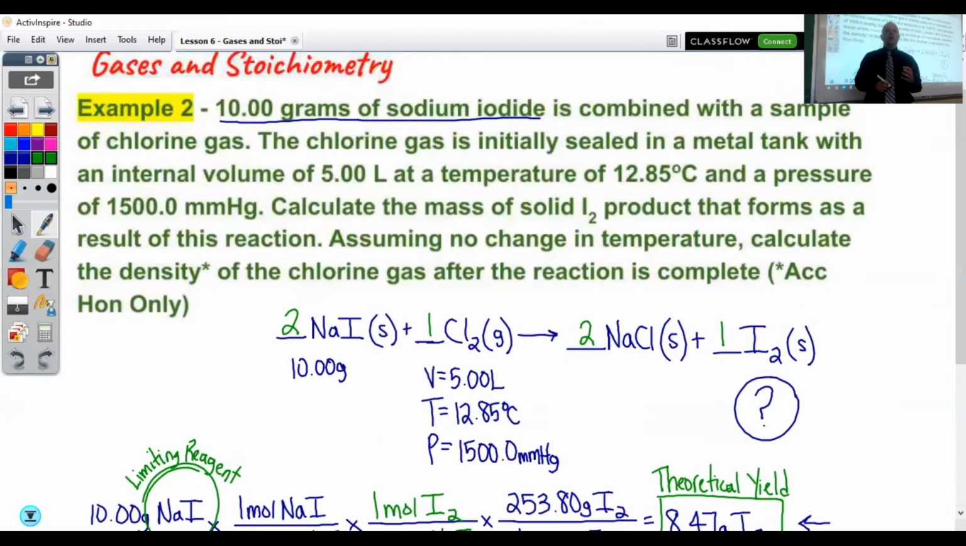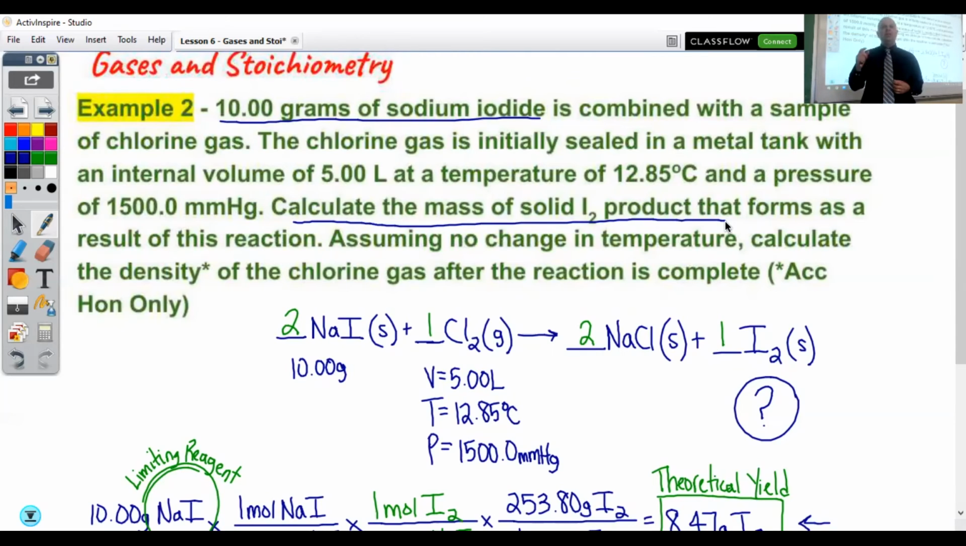So at this point, the only thing that we have done is solve for, right here, calculate the mass of I2 that forms. Now, if you're an honors student or a CCP student, that's it. This problem is done for you. If you're an accelerated honors student, there's one more part that you need to figure out. So if we continue reading the problem, it says, assuming no change in temperature, calculate the density of chlorine gas after the reaction is complete. So now think about this for a second. You need to calculate the density of something.